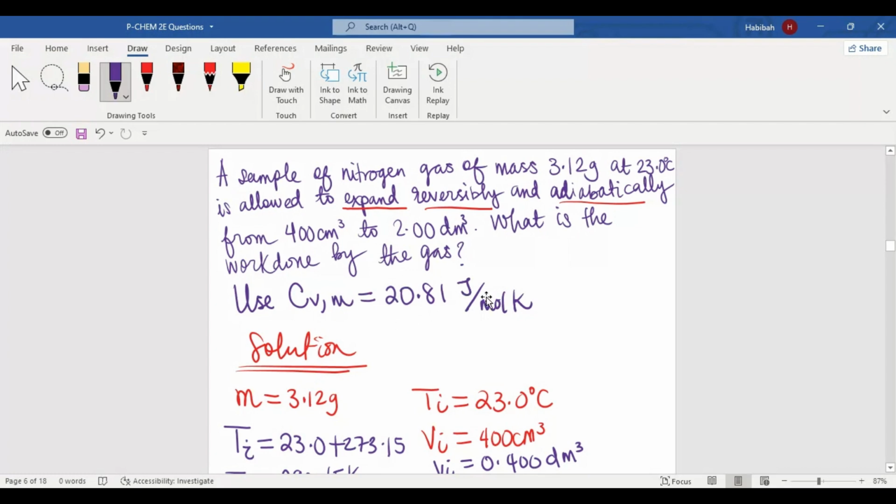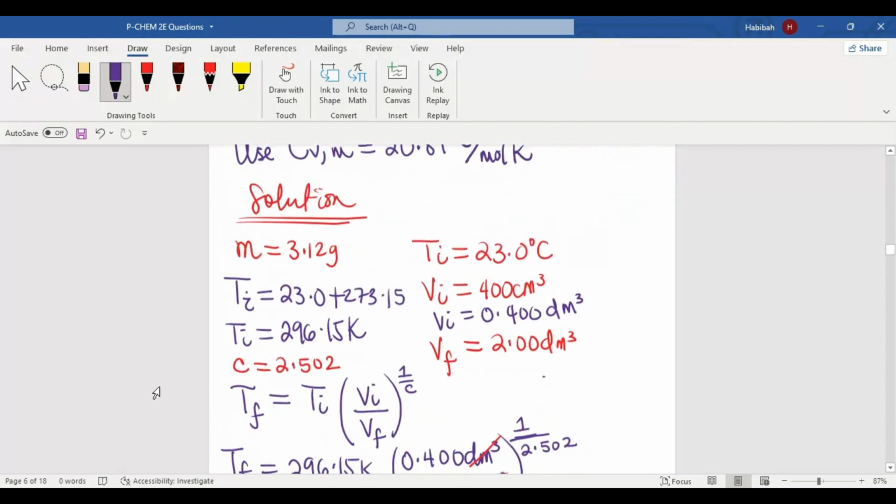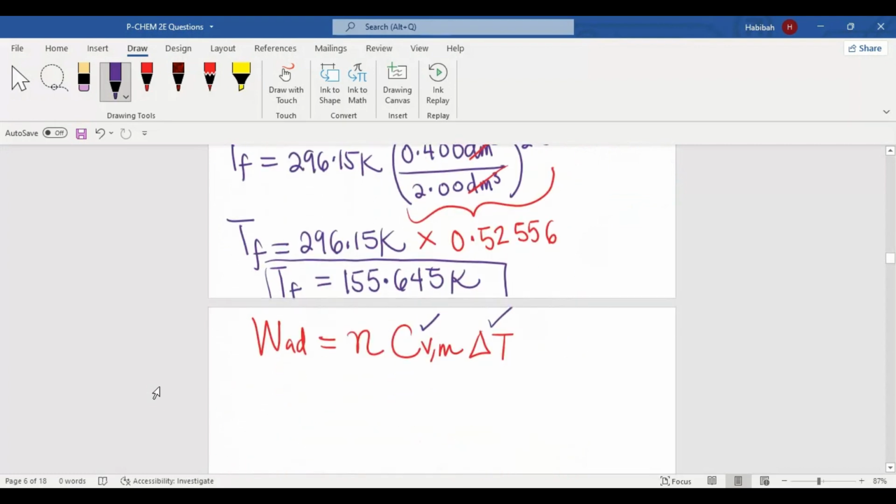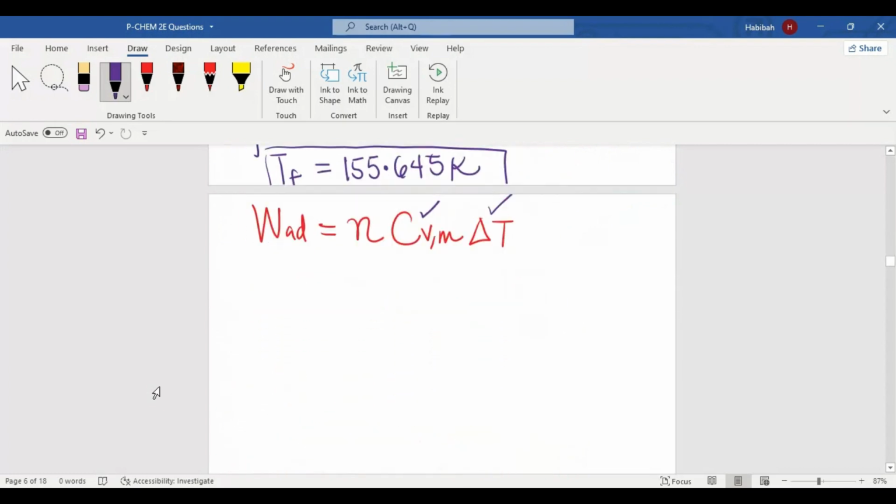I use Google to find this one. So it's possible for you to be given 28 points, maybe 82 rather than 81. It's possible for you to be given 20 point something. Just put that in mind that sometimes these values would vary, but that 20 points is going to remain the same. It's just whatever is after the decimal point that can vary a little bit. But for this question, we're going to be using 20.81 joule per mole Kelvin.